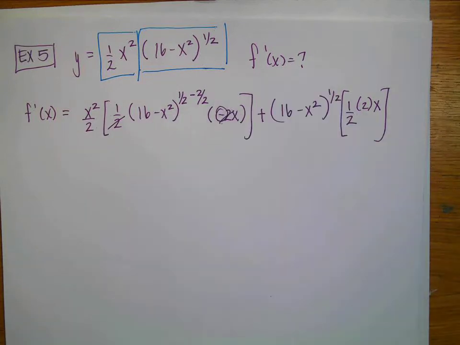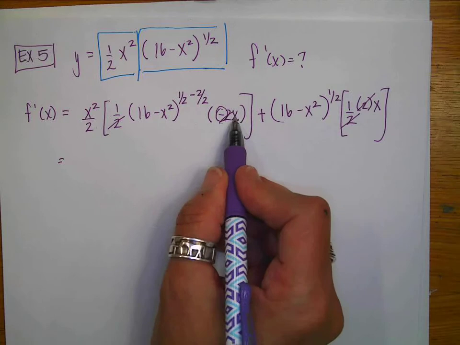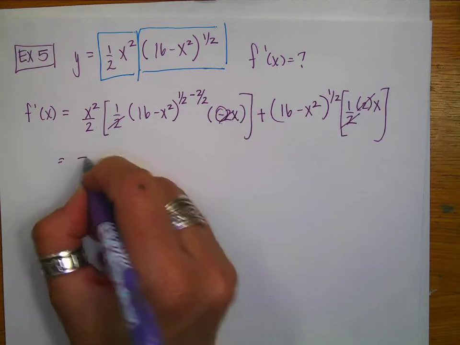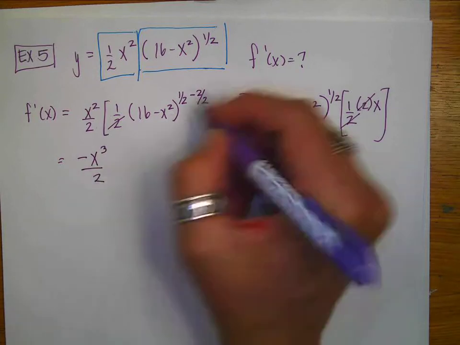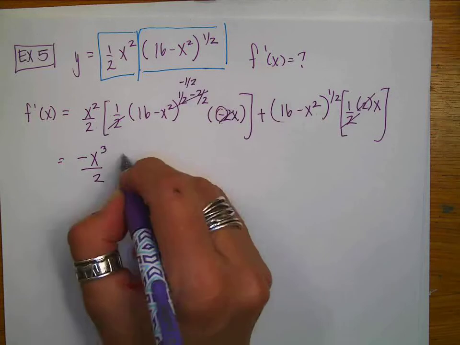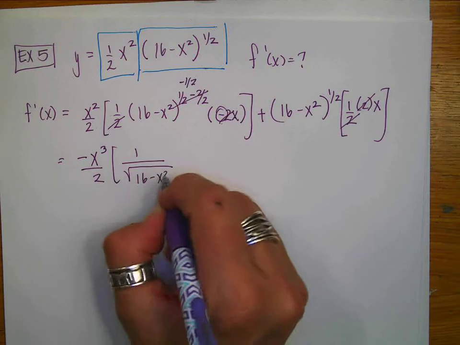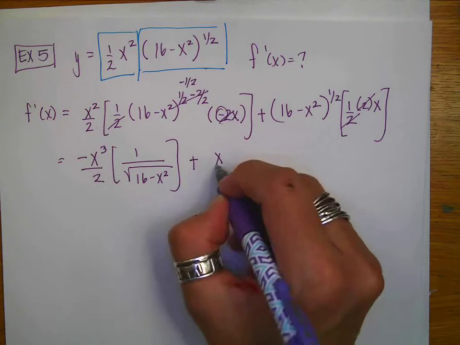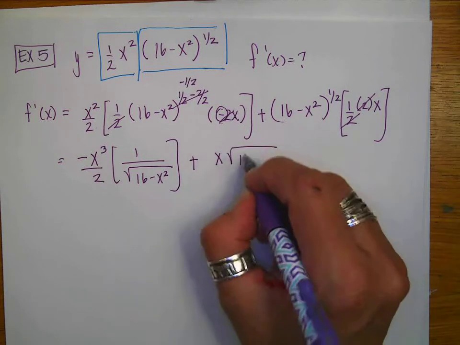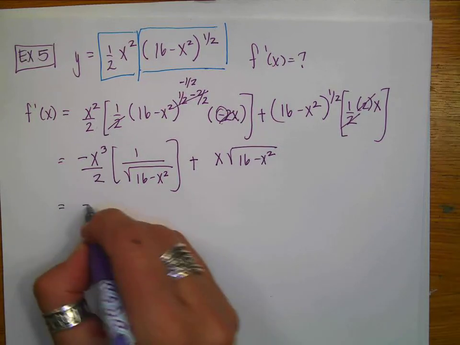So now I'm going to do a little bit of cleaning. This 2 will cancel. I circle the negative so I don't lose it. And then these 2's cancel. And again, do not distribute. So I'm going to clean this up a little bit. So now I have a negative x to the third over 2, and then this is going to be to the negative 1/2. So I'm going to have times 1 over the square root of 16 minus x squared, because that's to the 1/2 power. And then plus x times the square root of 16 minus x squared.